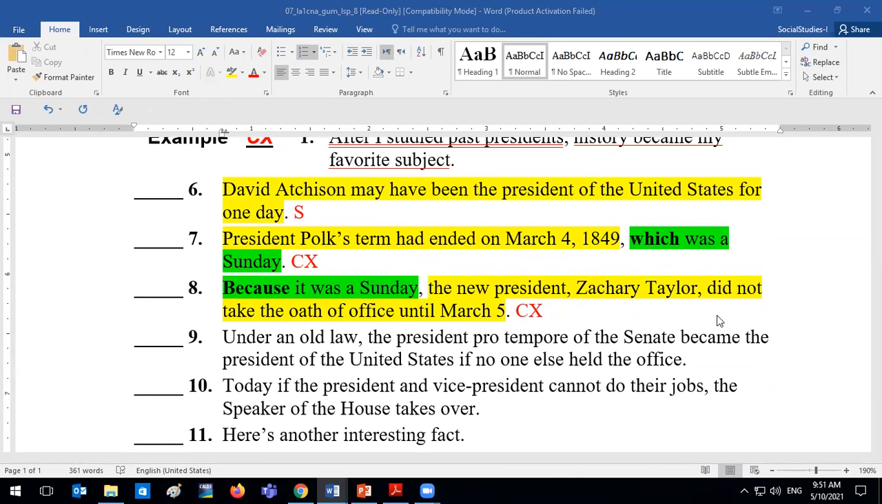Okay, Muhammad, please go ahead. Under an old law, the president pro tempore of the Senate became the president of the United States if no one else held the office. It's a simple sentence. I need you to revise your sentence again. Check if you have any complex sentence, I mean, any subordinate clauses.